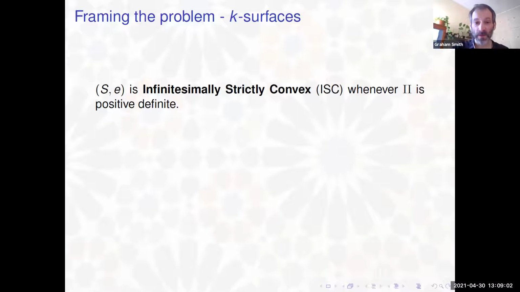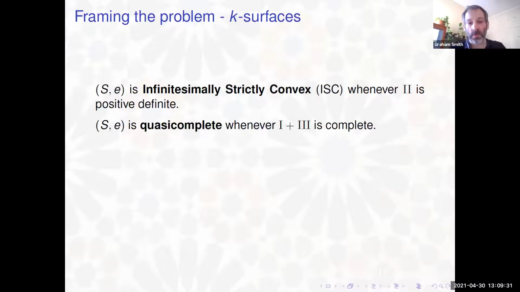But very recently, a reviewer of one of my papers told me that this was ambiguous, because if you're dealing with non-smooth surfaces, then locally strictly convex means something slightly different. I realized, yes, he has a point. So from now on, I've decided I will call surfaces whose second fundamental form is positive definite infinitesimally strictly convex.